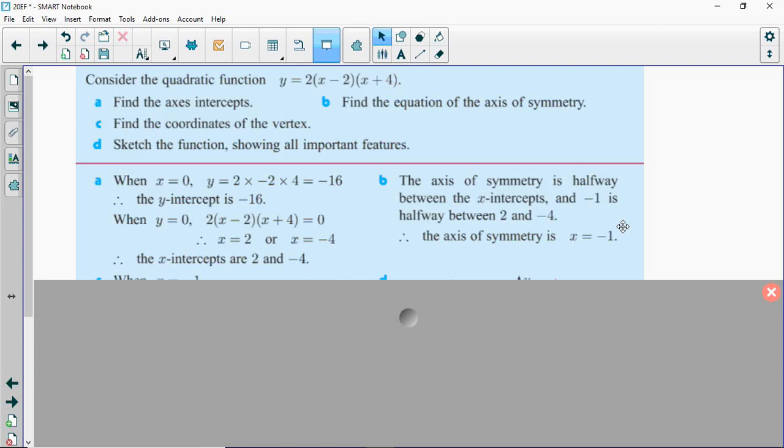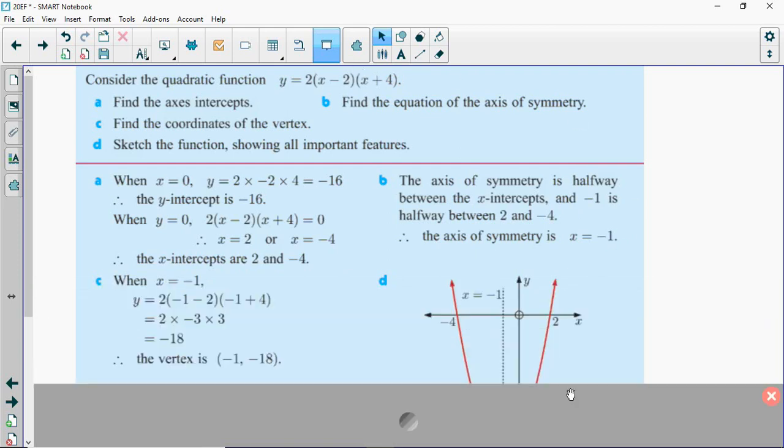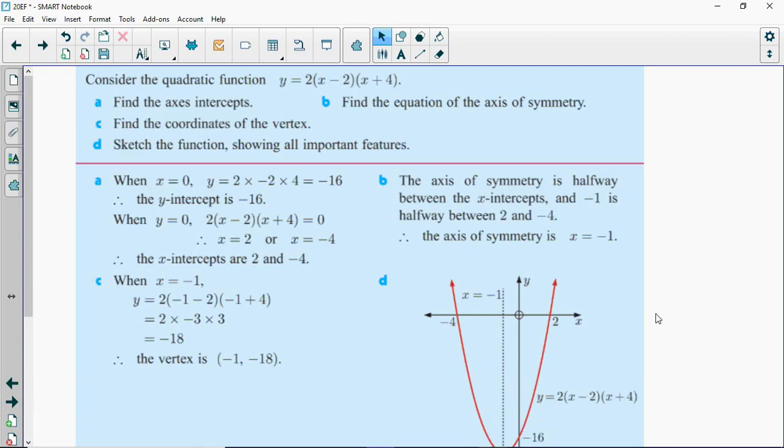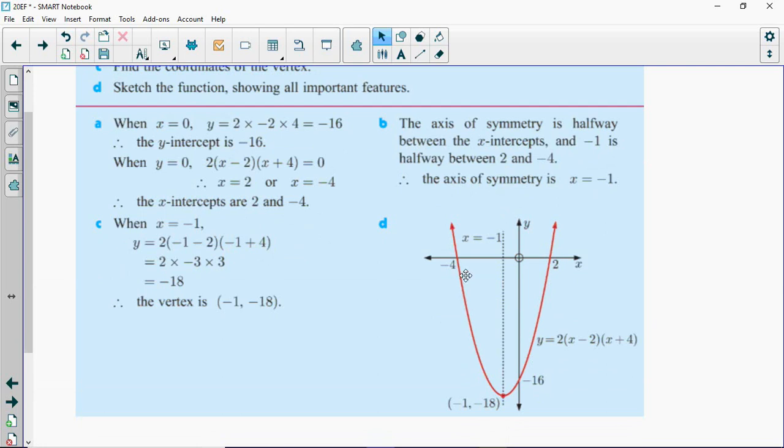For the vertex, again, this must be the x-coordinate of the vertex, so we put that in for x, and then we get the y-coordinate as negative 18. And then using all this information, we can sketch the graph. Again, the x-intercepts go in, the y-intercept goes in, the vertex is there. The book asked for the axis of symmetry, although I don't think it's necessary.